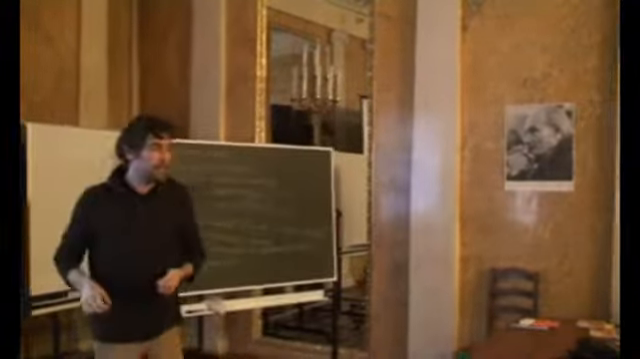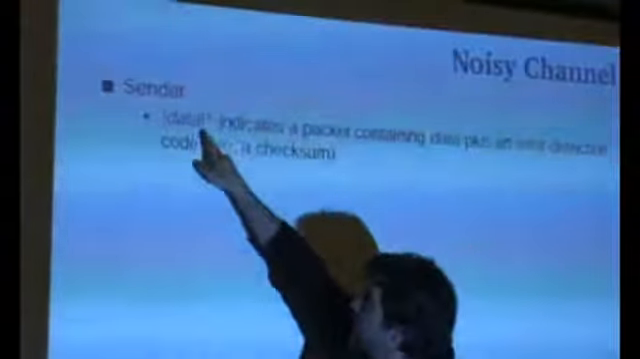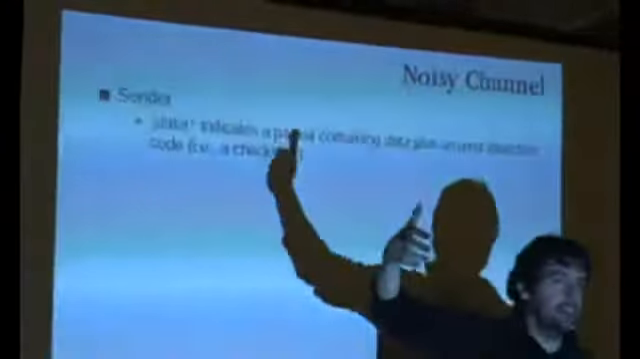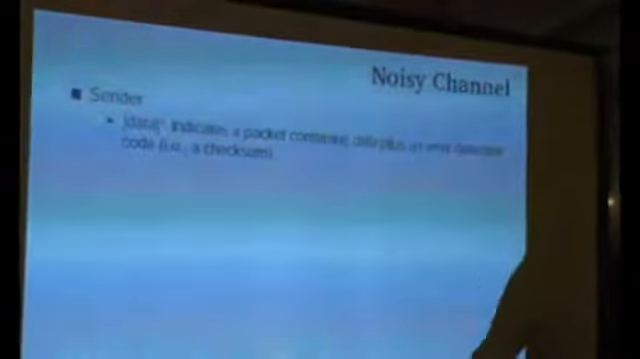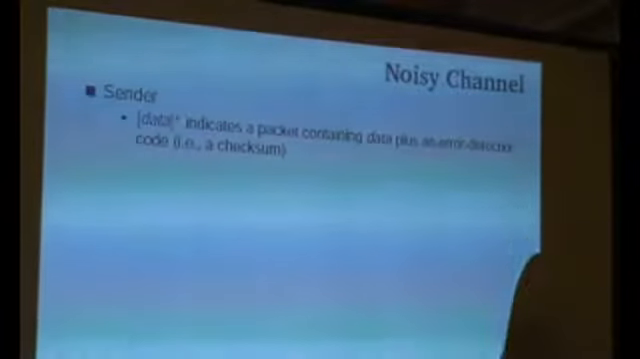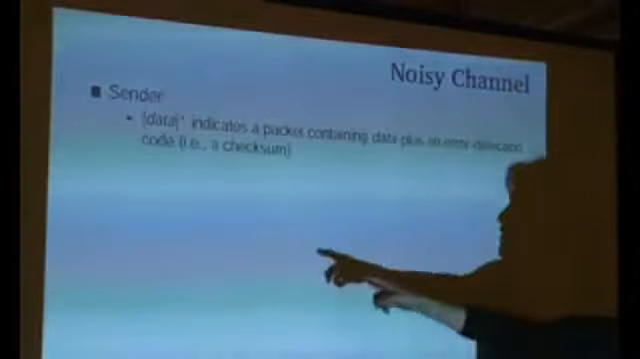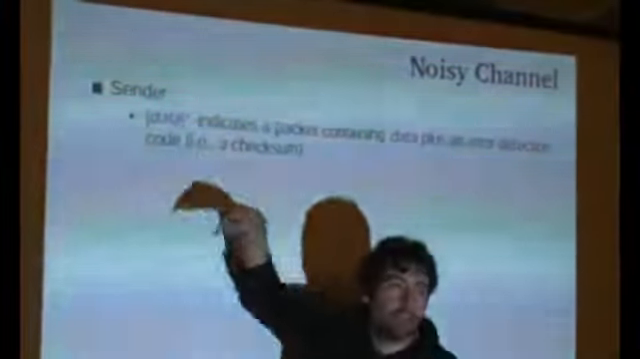So in my notation, we're going to have this notation here that says there's some data and we're augmenting the data, adding something to the data. We're adding an error detection code to the data. We're going to represent it with square brackets and this little star. Okay, so that means I'm sending you some data with an error detection code.